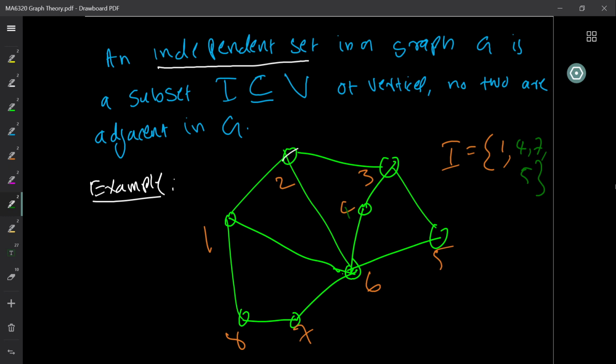So we have this set. Then of course you can find other independent sets. I can start with just 2, then I can add 8, 4, 5. You can find such independent sets.